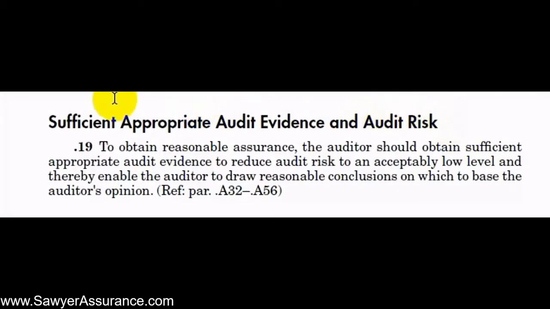Okay, so for this video, we'll be taking a look at section AUC 200.19, and this explains the requirements around sufficient appropriate audit evidence and audit risk. And what we see is that to obtain reasonable assurance, the auditor should obtain sufficient appropriate audit evidence to reduce audit risk to an acceptably low level, and thereby enable the auditor to draw reasonable conclusions on which to base the auditor's opinion.